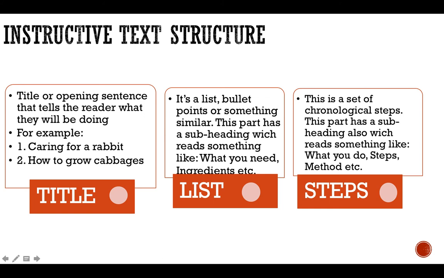The second part of the structure of this kind of text is the list. What is exactly the list? Well, as the name says, it's a list, or maybe bullet points or something similar. This part has a subheading which reads something like what you need, or ingredients, or pieces, something like that, that tells us about the things that we need, the necessary things to complete the instructions.